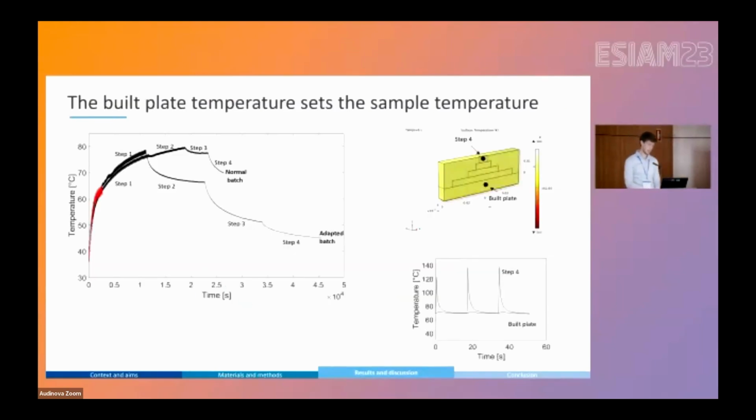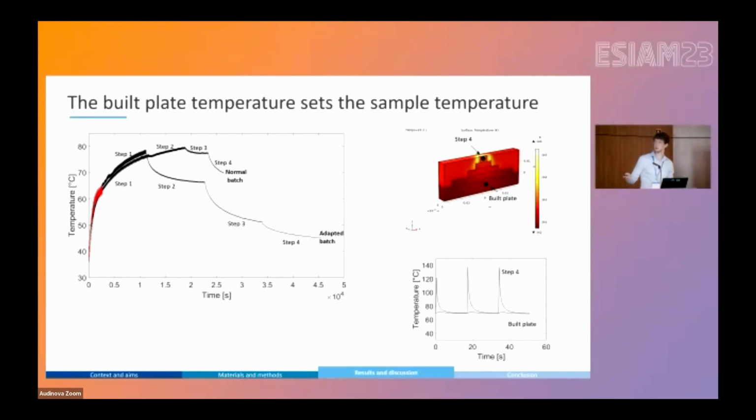So we also measured the build plate temperature during this process. On the left here, you have the temperature of the normal batch and then the temperature of the adapted batch. For the normal batch, we clearly see that the temperature of the build plate is increasing during step 1 and step 2, reaching a maximum in step 3 and then decreasing on step 4. And this is exactly the same story that we saw previously in the porosity and the roughness.